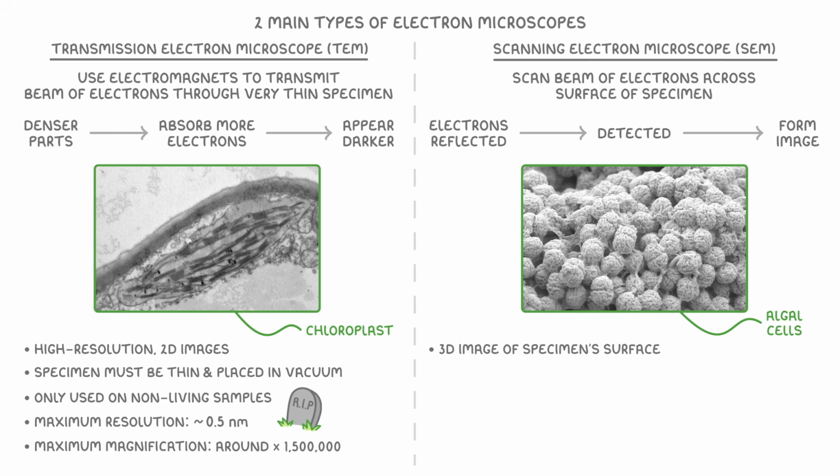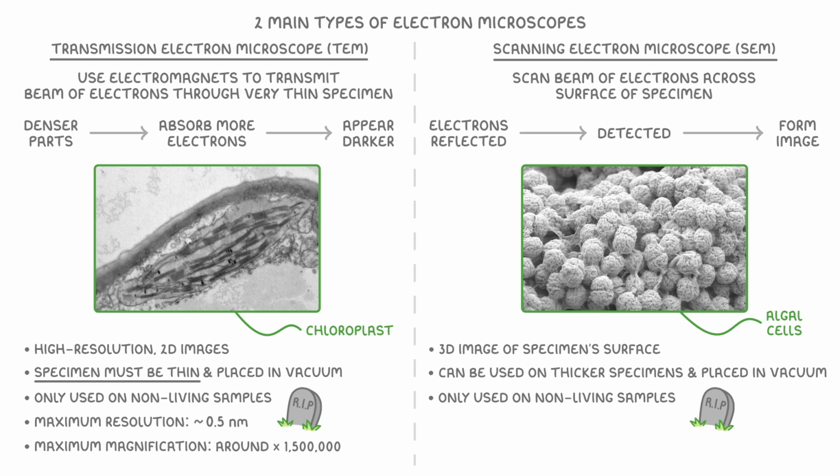One advantage of SEMs is that they can be used on thicker specimens compared to TEMs. But, just as with TEMs, they also need to be placed in a vacuum, so this type of microscopy can only be used to look at non-living samples. SEMs have a maximum resolution of around 5 nanometers, which isn't quite as good as TEMs, but their maximum magnification is still similar at around 1.5 million times.